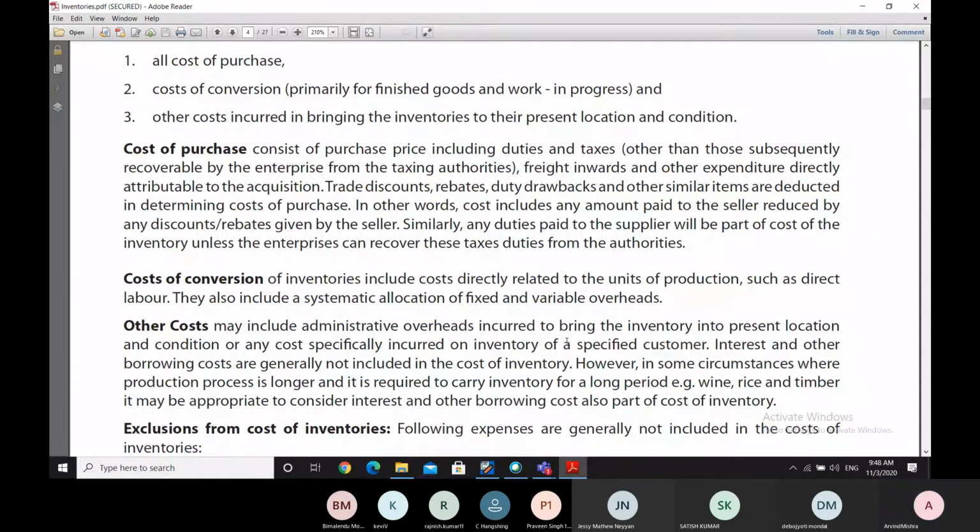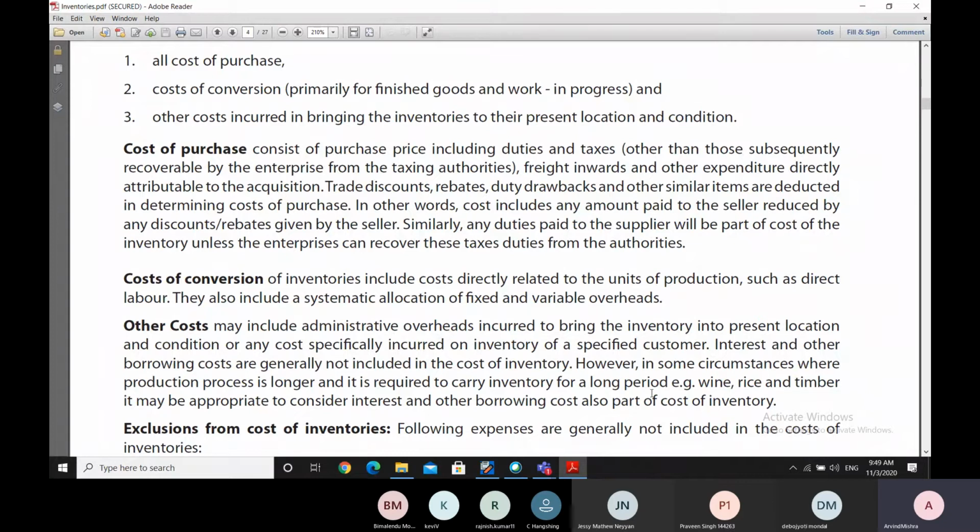And then interest and other borrowing costs are generally not included in the cost of inventory. We are taking a loan to buy certain items. That interest will not be included in the cost of the inventory. However, in some circumstances where the production process is very long and is required to carry the inventory with us for a long period of time, like a wine business or a rice business or a timber business, in such cases where the production process is longer, it may become appropriate to consider the interest and other borrowing cost also as part of the cost of inventory.